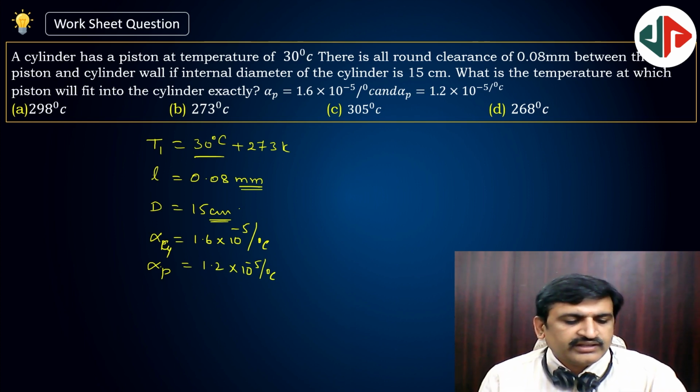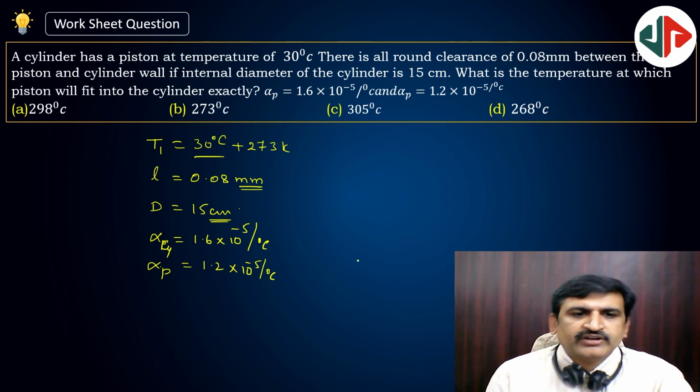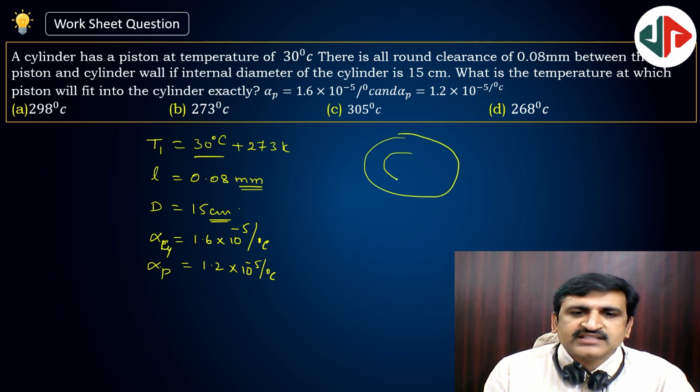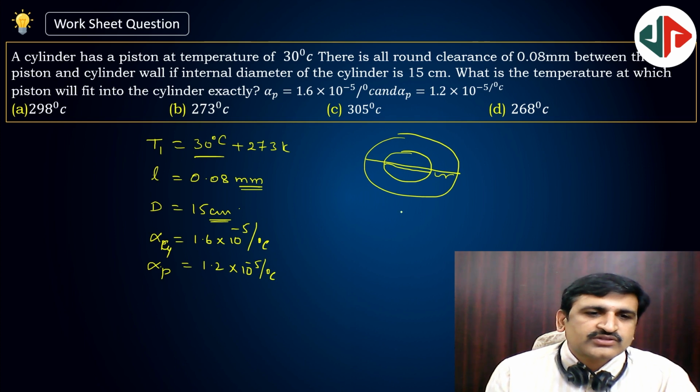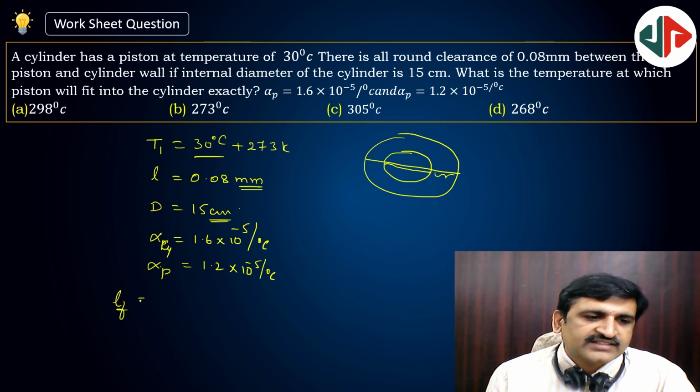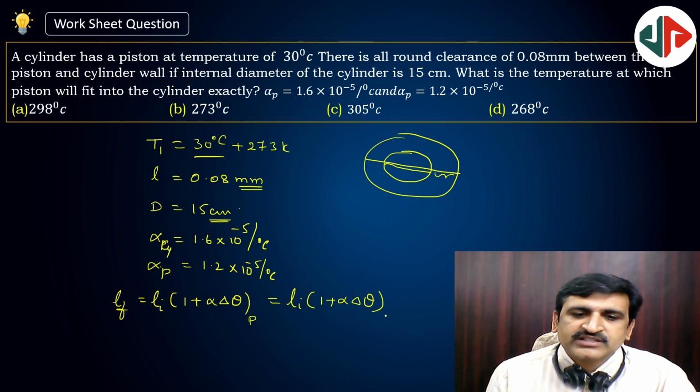See here, the increased gap must be equal to the cylinder-piston gap. This is the cylinder, this is the piston. The overall gap is 0.8. That means I can say this one and this one differ by 0.8 totally. So the final length L final is equal to L initial into 1 plus alpha delta theta. This must be written for piston, and this must be written for cylinder.